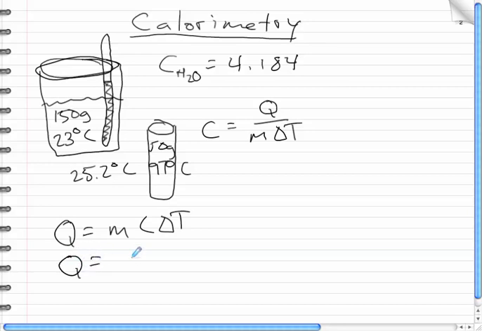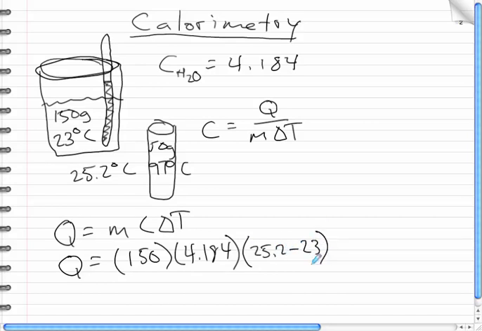So our mass is 150, specific heat of 4.184, and the change in temperature. Since we're looking at the Q of the water, this is the change in temperature of the water. Its final was 25.2 minus its initial of 23, so it's going to go up about 2.2. This will be a positive value, meaning our Q will be a positive value. The calculated value for this is about 1380.72 joules. So why does that help us?